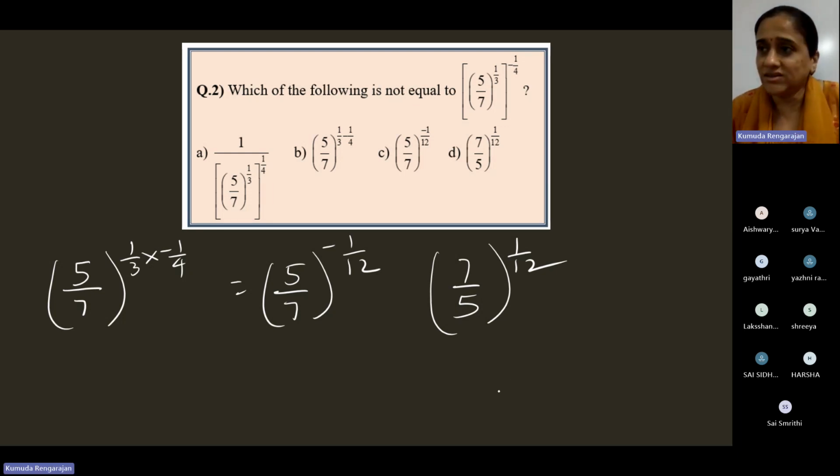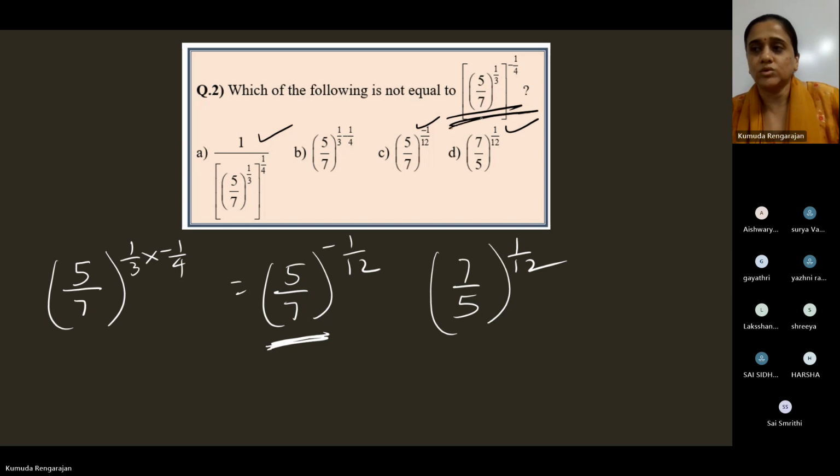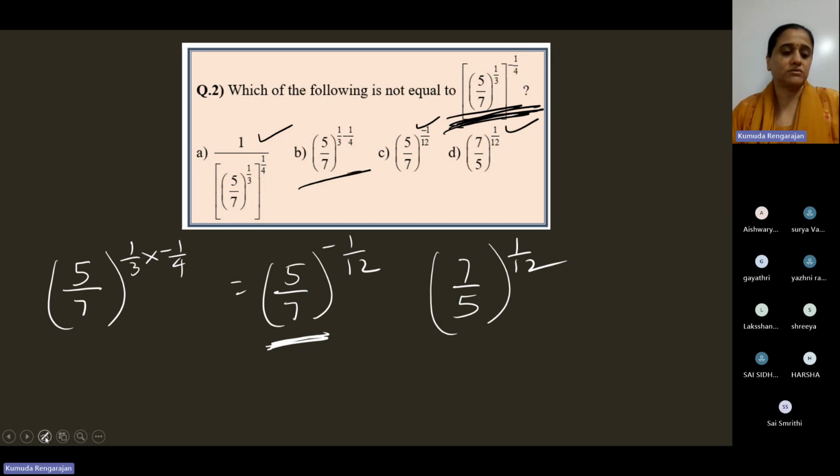The expressions in options A, C, and D are equal to the given expression. This is option C. Now 5 by 7, reciprocal of 5 by 7, 7 by 5. Negative of the power, minus 1 by 12 plus 1 by 2. So these options are equal to the given expression. Option B is not equal to the given expression.